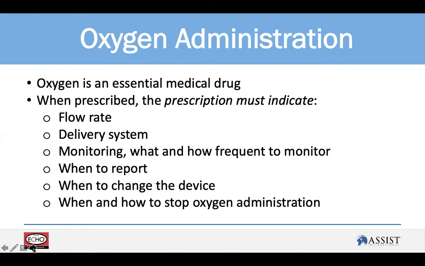When you are thinking of administering oxygen therapy, we must be very intentional to see it as an essential medical drug. Just as with any other essential medical drug, when we prescribe oxygen, we must think of the other indications needed for the correct administration of oxygen therapy, including the flow rate, the type of delivery system, monitoring parameters, when to report oxygen abnormalities, when to change the device that is in use, and how to wean off or discontinue oxygen administration.